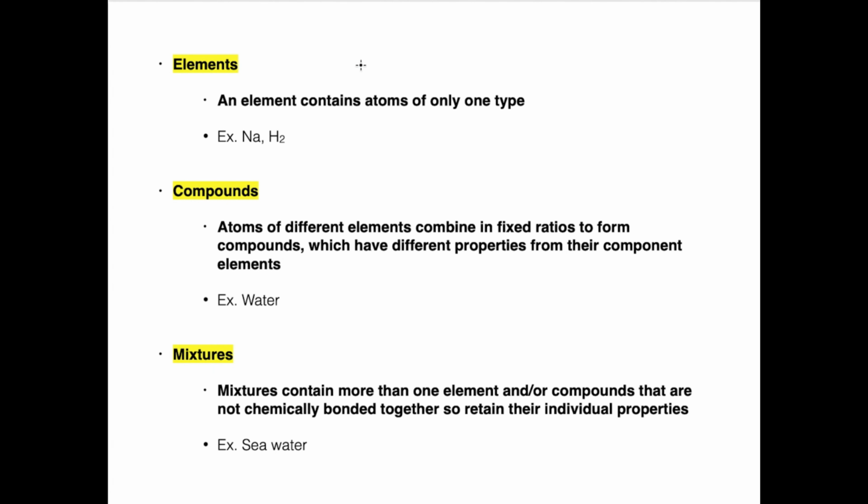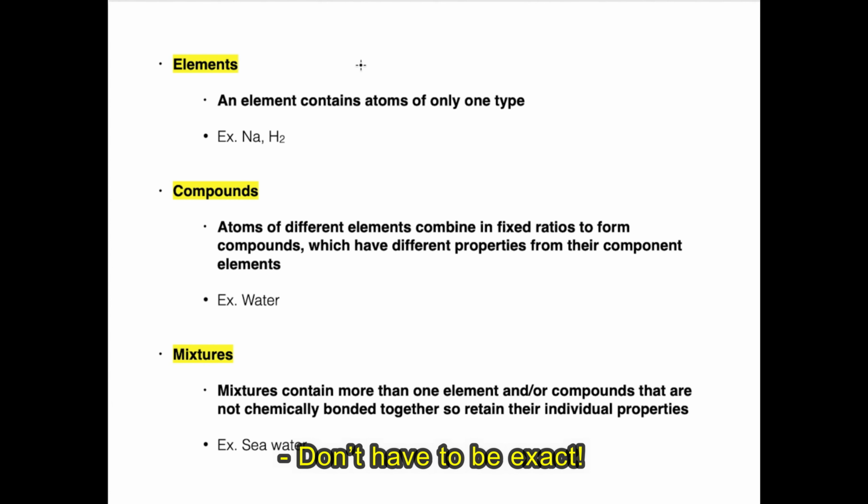The words that are highlighted in yellow are important vocabs that IB wants everyone to learn. These vocabs might be tested on your paper 1 as a multiple choice question, or they might be tested on your paper 2. And IB will directly ask you to define certain words. For example, IB might be like, define elements. And then you would have to respond by writing, an element contains atoms of only one type.